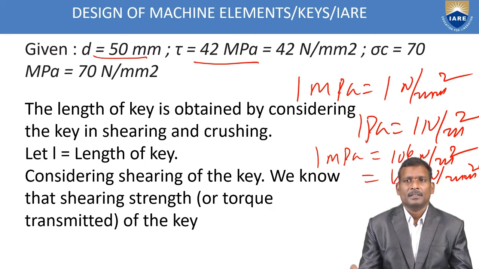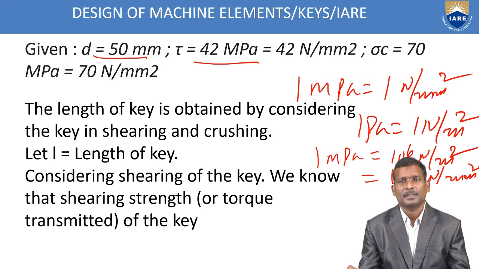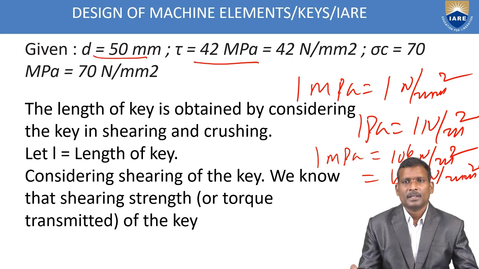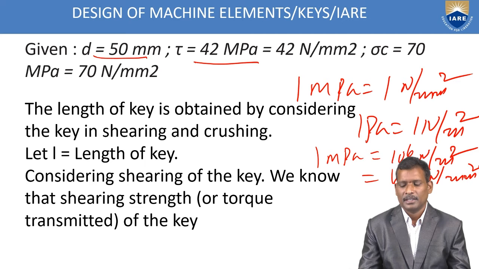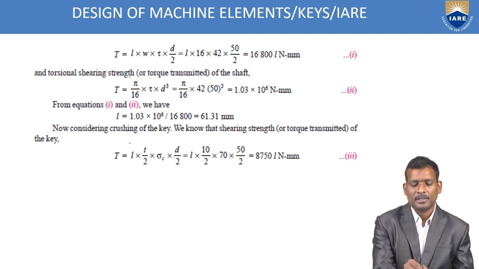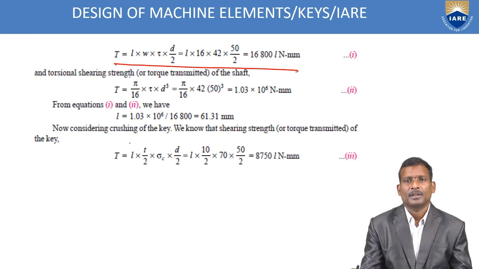So, the length of the key is obtained by considering the key in shearing and crushing. When it is subjected to shear and when it is subjected to crushing, calculate the torque and the length of the key. So, when considering shearing of the key, we know the torque transmitted by the key. What is that equation? T is equal to L into width of the key, multiplied by the shear stress and D by 2, where D is the diameter of the shaft.